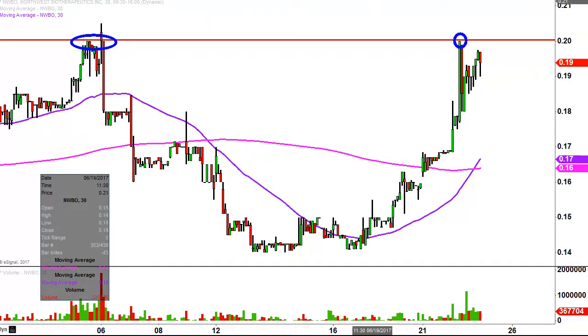So 20 cents, certainly public enemy number one going into tomorrow. But all in all, no doubt about it, very nice past several days and a nice day today. So we'll see how the bulls close out the week tomorrow.